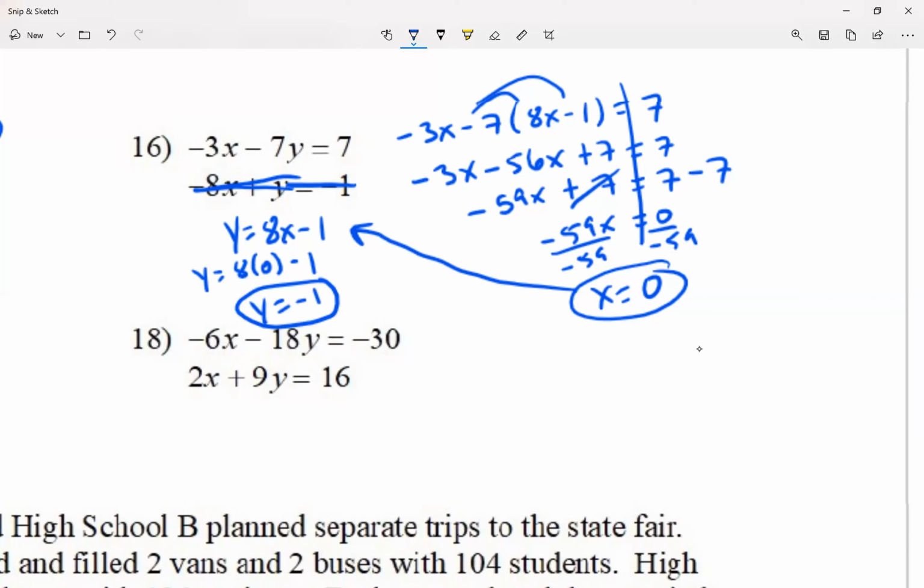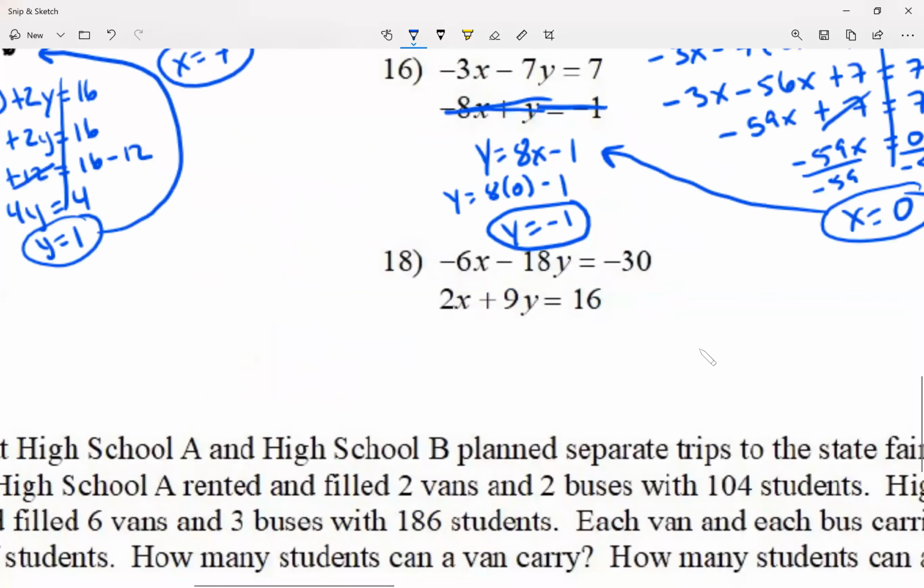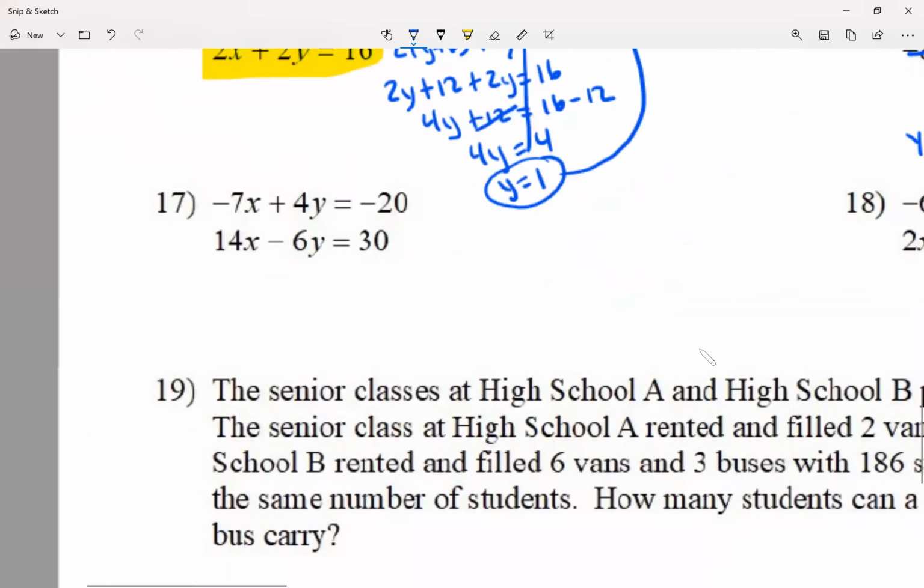There's my x and there's my y values. I could use substitution. I can also use elimination. For elimination, let me use 17 and 18. I'm going to want one of my letters to cancel out. I can make my x's into 14s, right? Multiply the first one by 2, and they're 14s.